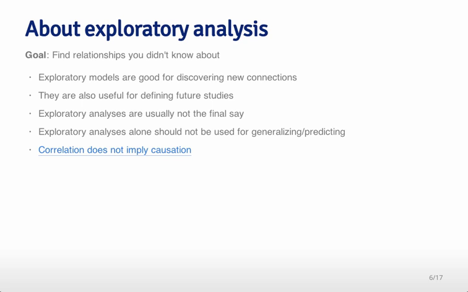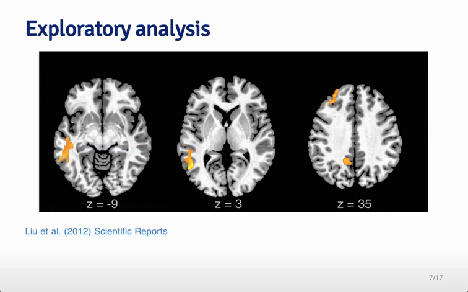They're usually not the final say on any particular problem, and they usually shouldn't be used for generalizing or predicting. The important point here is that you've probably heard before that correlation does not imply causation. So you don't want to necessarily say that you've discovered the critical relationship between two variables based on an exploratory analysis alone.